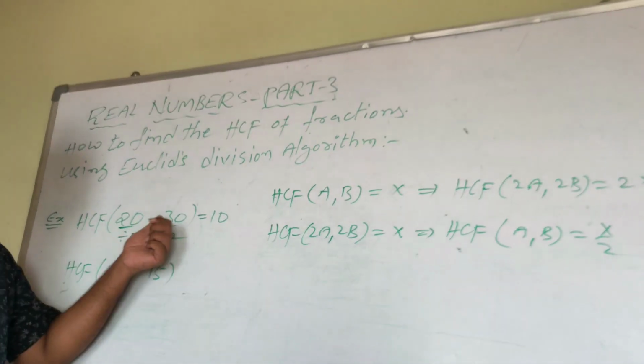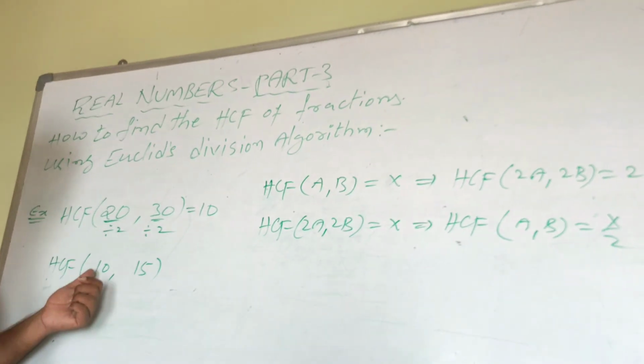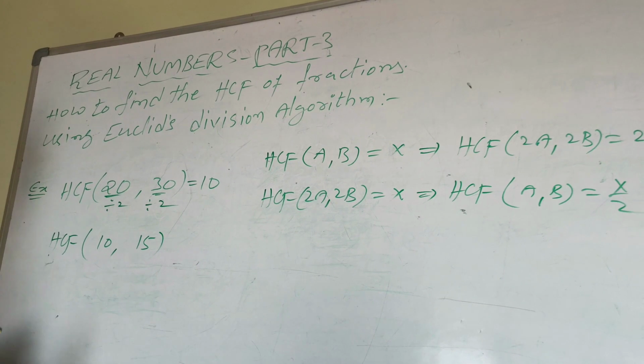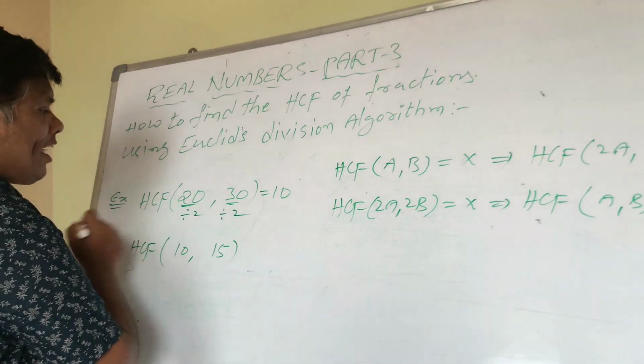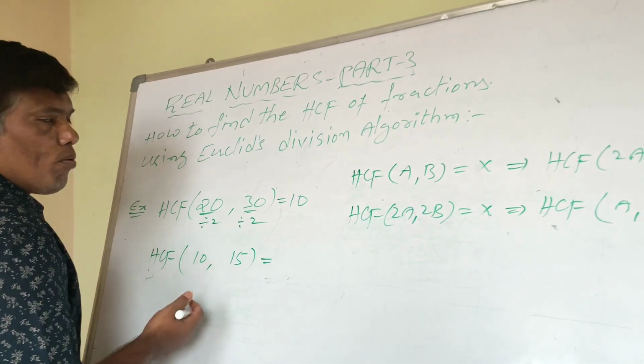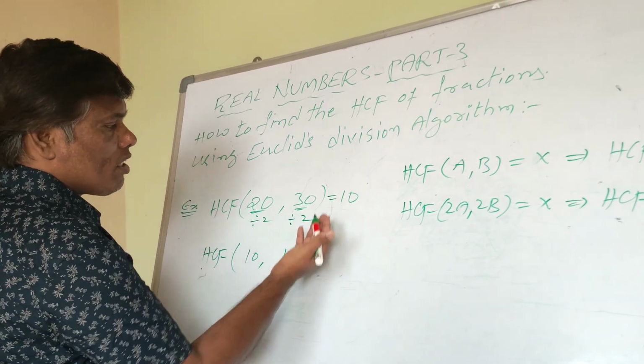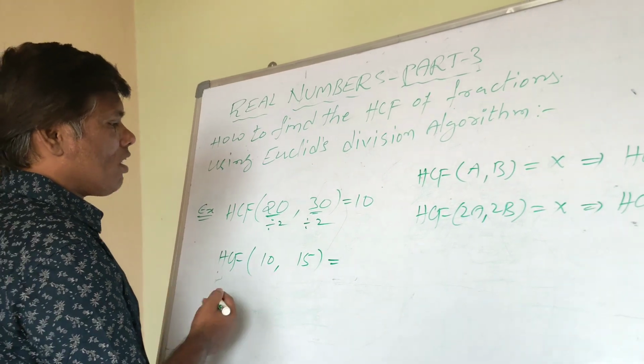We got the HCF of 20 and 30 is 10. Then what is the HCF of 10 and 15 when these observations are divided by 2? So I hope we'll get 10 by 2 as the HCF. That means we should get 5. Let us check whether we'll get it or not.